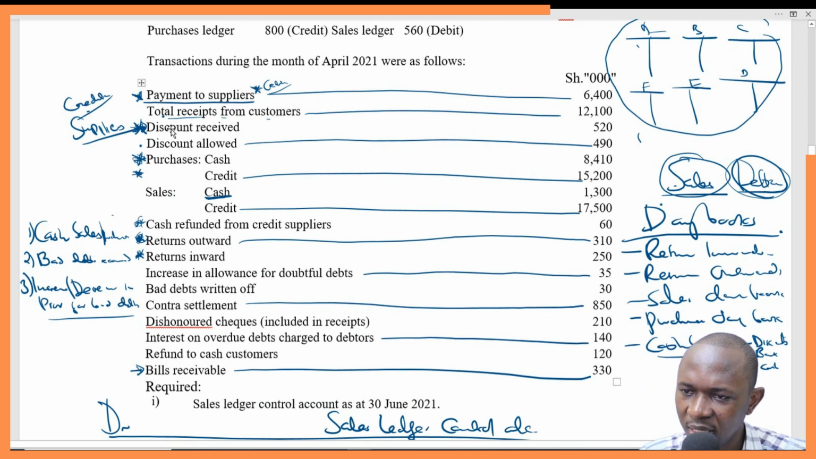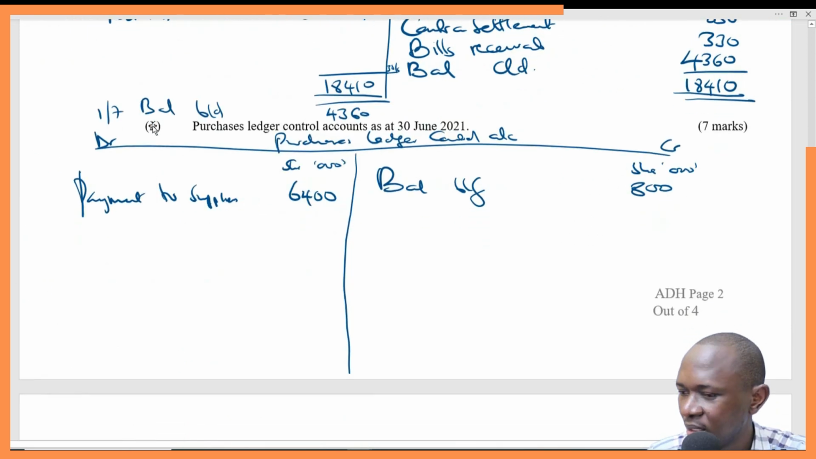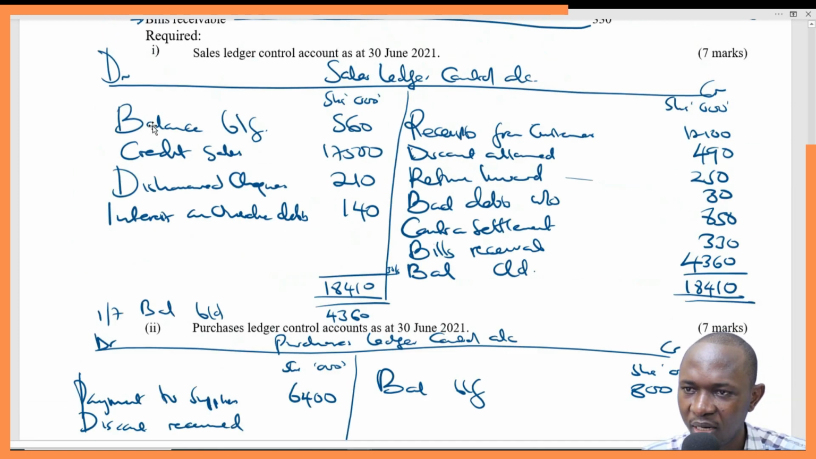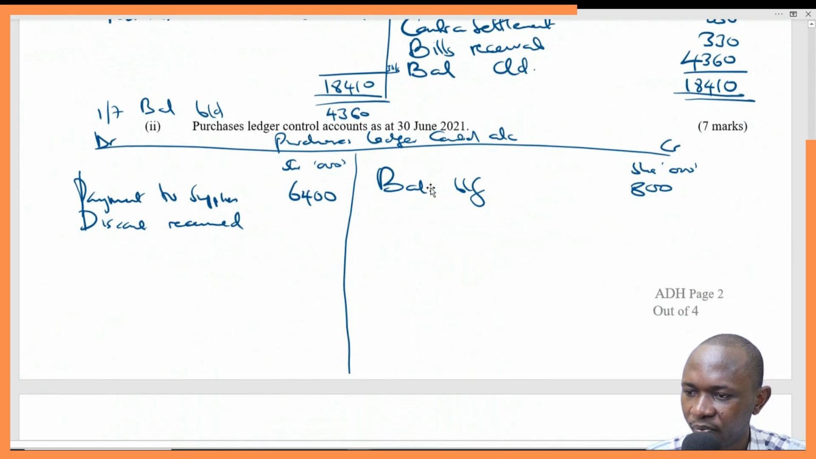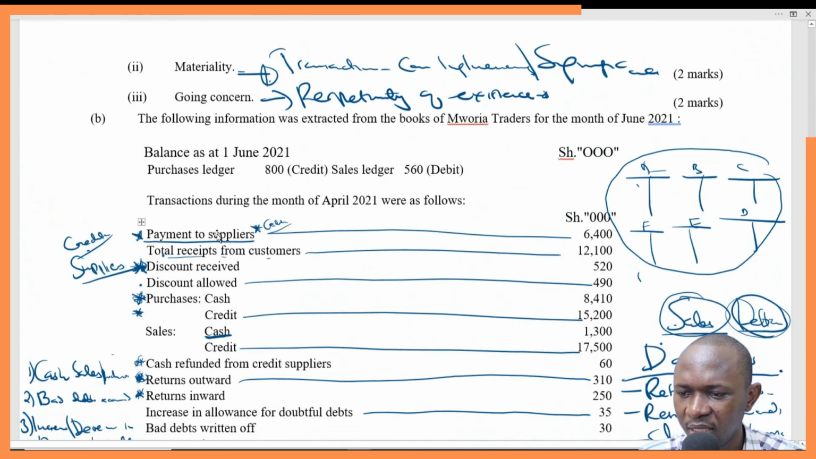Then total receipts from customers, that one we had captured. Discount received. It is the suppliers who give the business discounts, and so discounts have the effect of reducing our liability to them. So discount received reduces the liability, so it will be on the debit side. We've said anything that reduces the liability of the creditors of the business is debited. So discount received is 520. Then go to the next item.